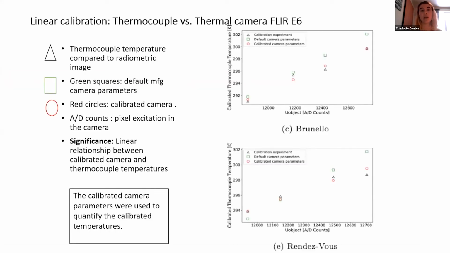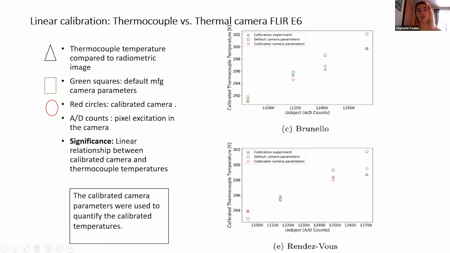So here we can see our results that show linear calibration of the thermocouple versus the thermal camera of the FLIR E6. On the right-hand side, you can see our graphs show the y-axis is the thermocouple temperature, and the x-axis is the heat of the object. This is measured in AD count, which essentially refers to the pixel excitation in the camera.